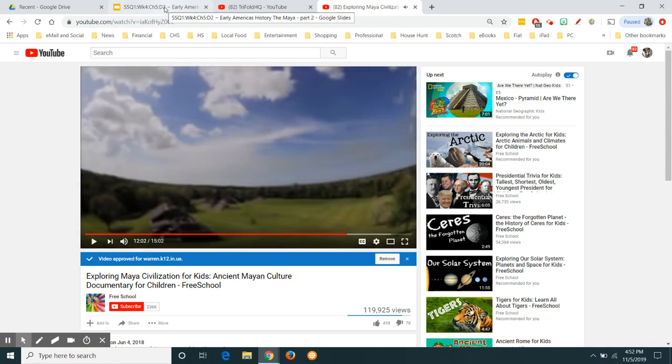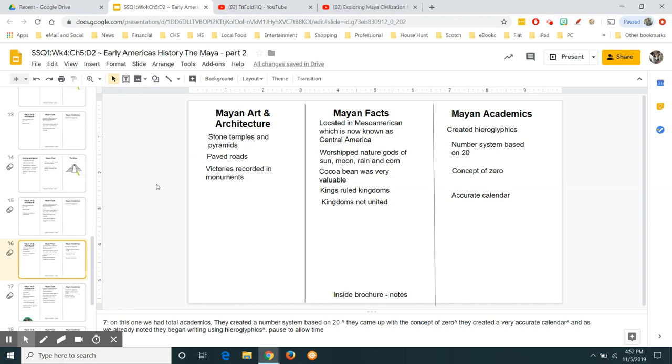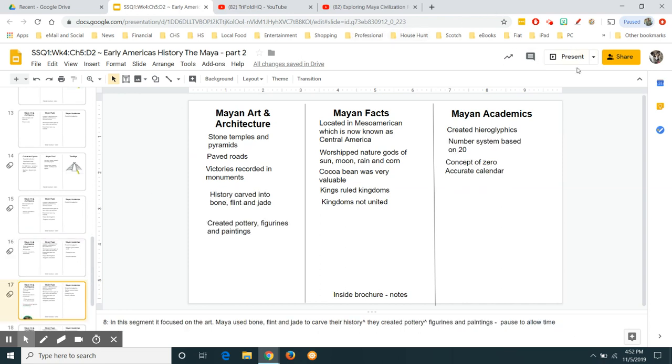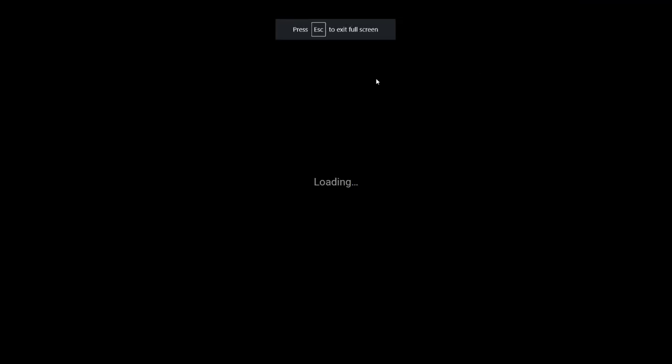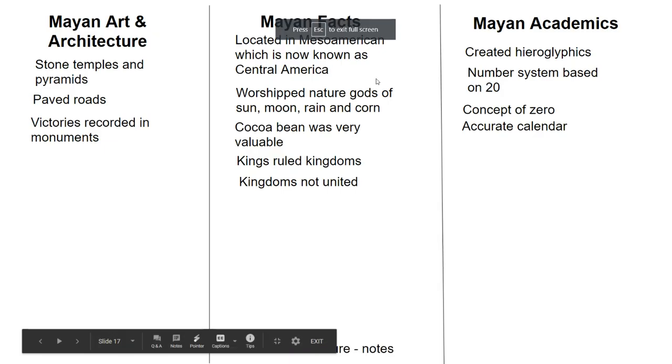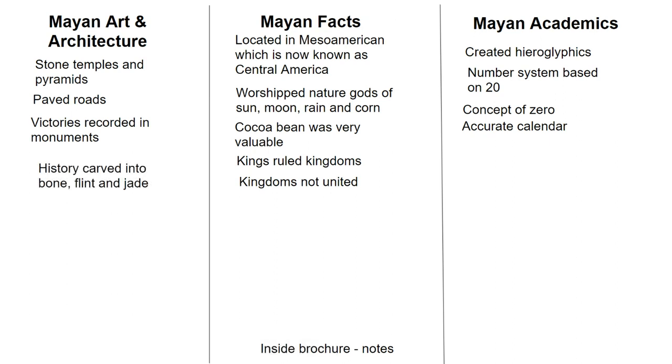In this section, you need to find the fold that has the art on it. So find your art area, Mayan art and architecture. And we learned in this section that they carved their history into bone, flint, and jade. They created pottery, figurines, and painting. Please pause the video to allow time to write those two aspects down.